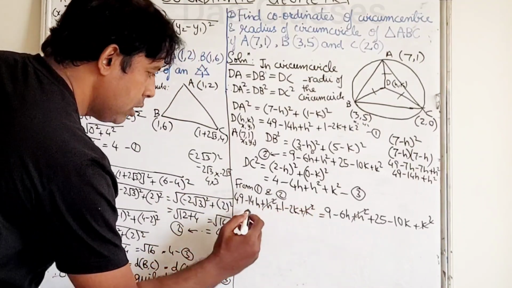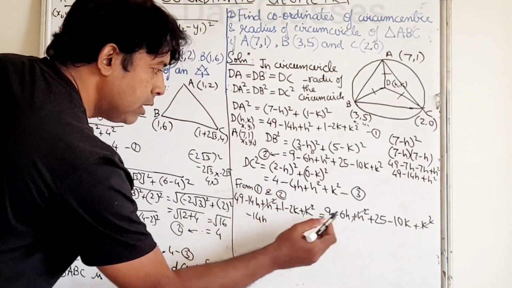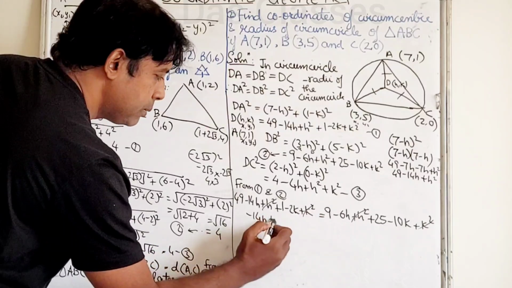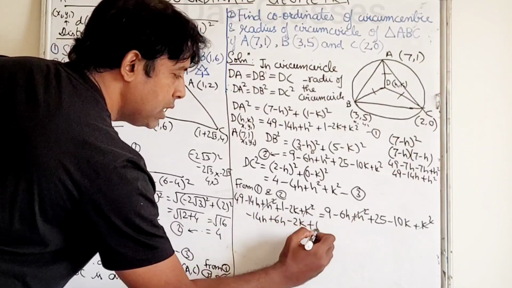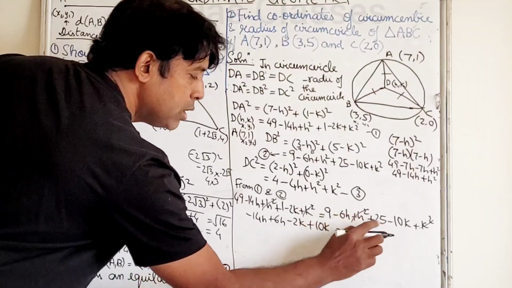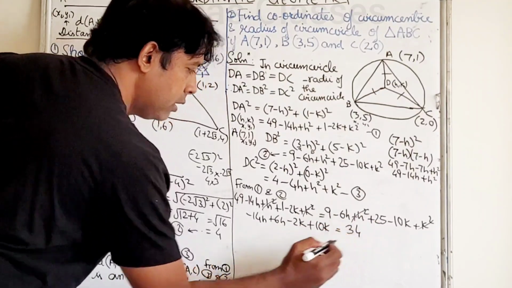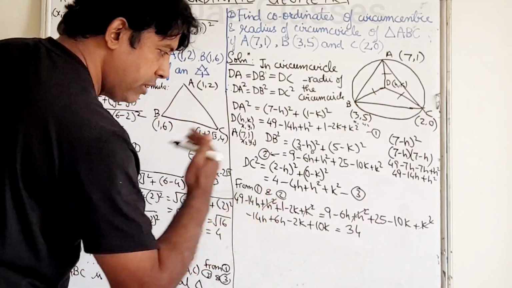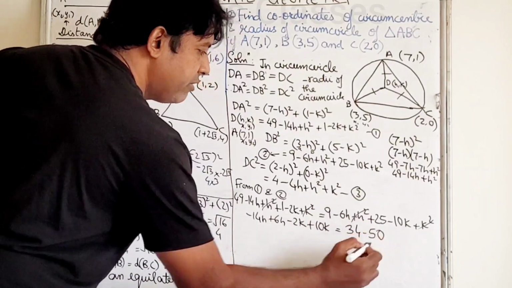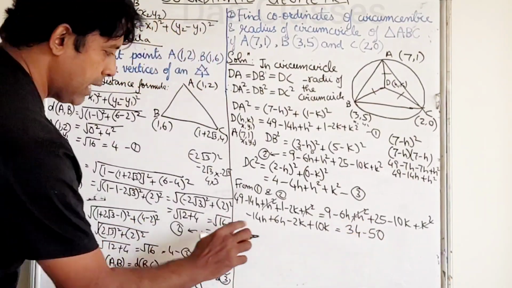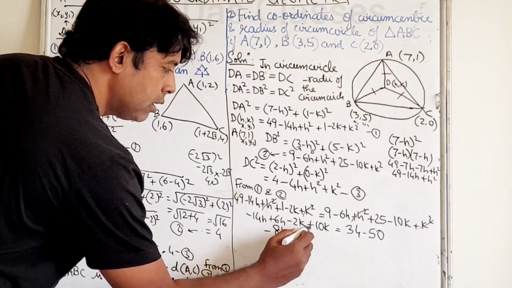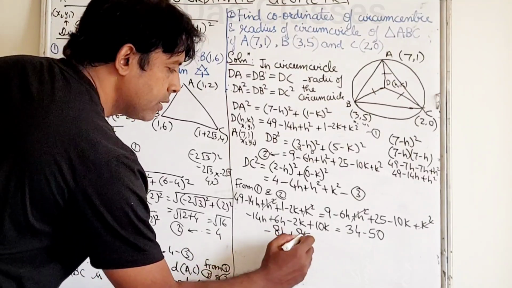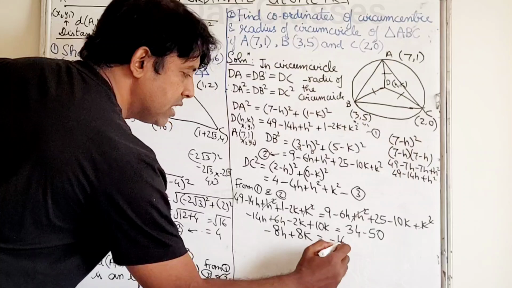And this h, this minus 14h comes this side, minus 6h becomes plus 6h. Then it's minus 2k, this comes here plus 10k. 9 plus 25 is 34. And here 49 plus 1 is 50. When it goes to the other side, it becomes minus 50. So what you get is 16 minus 8h plus 8k is equal to minus 16.